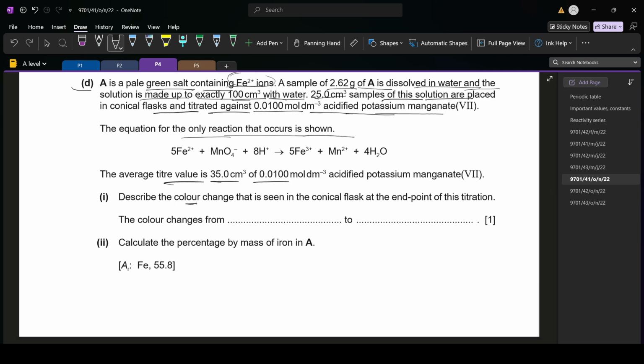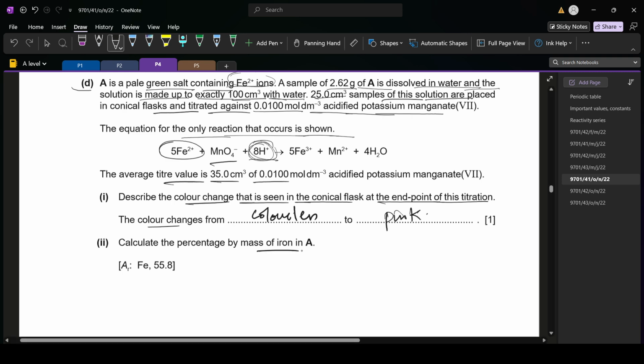Describe the color change that is seen in the conical flask at the end of the titration. You know that these Fe2+ ions are green, but when you acidify them they become colorless. So the initial color will be colorless, or you can also write green as well. And when MnO4- is added, the final color will be pink.